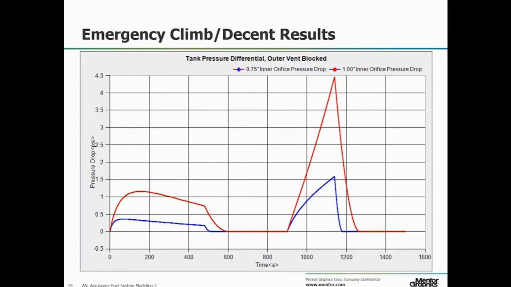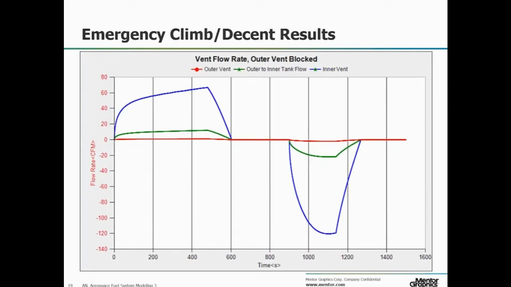Based on this seemingly worst-case scenario, 1-inch vent orifices seem to be the best option for our specific design, because they can tolerate complete blockage of one side of the tank system and deliver performance that protects the structure of the tanks. We can once again look at the total flow rates into and out of our tank during the climb and descent of the aircraft.